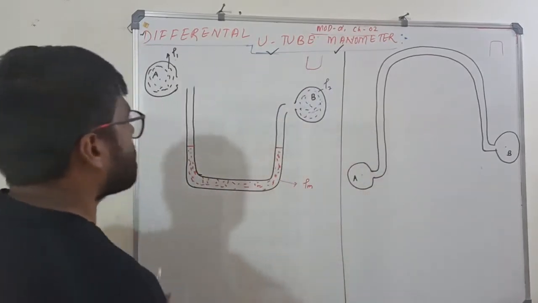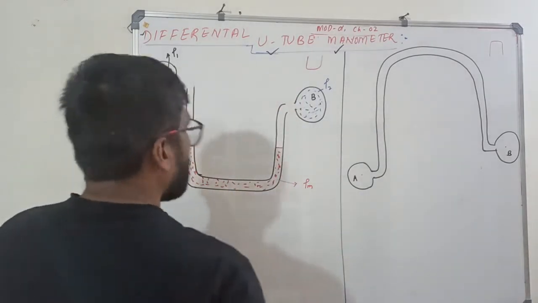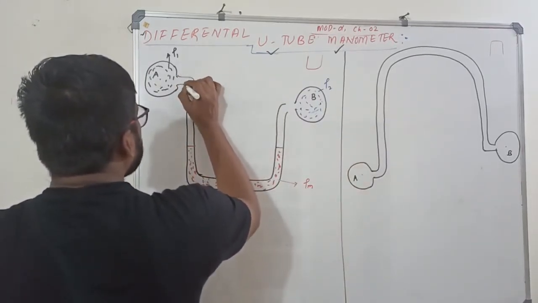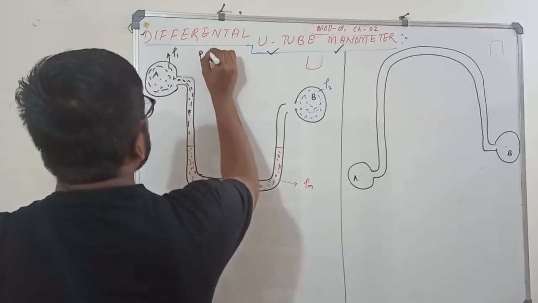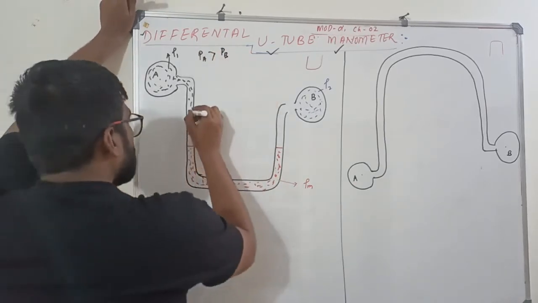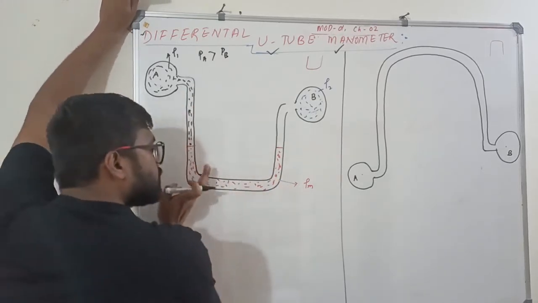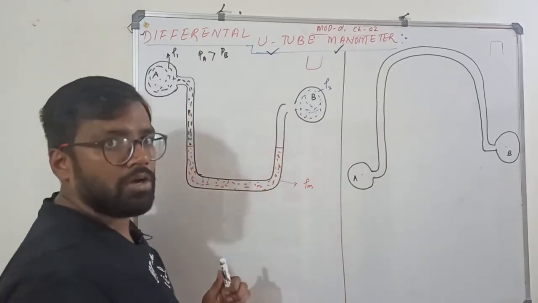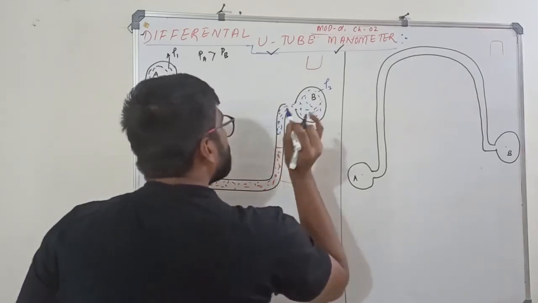Now I have gone and connected this U-tube manometer to the two different pipes. As soon as I connect, this liquid will come here. I am assuming the pressure at A is greater than the pressure at B. So this will apply some pressure on the manometric fluid, and the manometric fluid will try to lift on the right hand column. B will also apply some pressure.